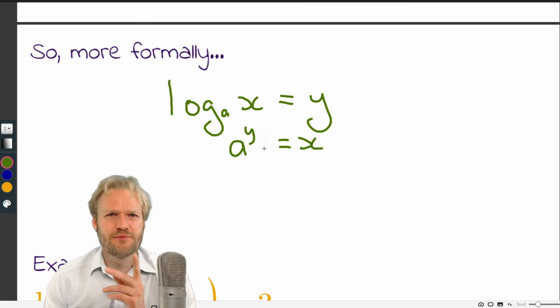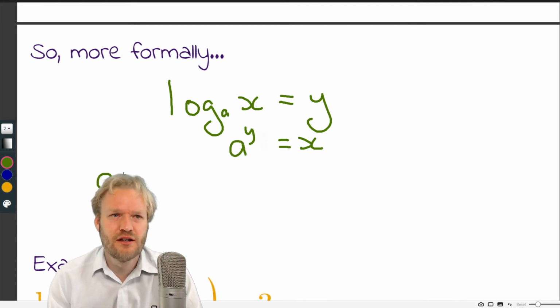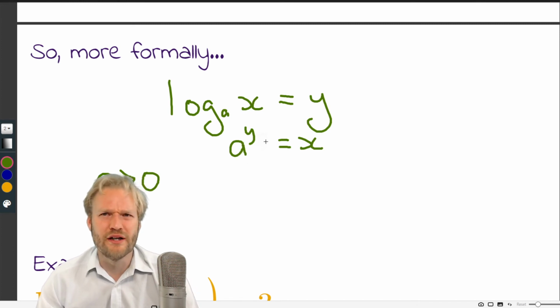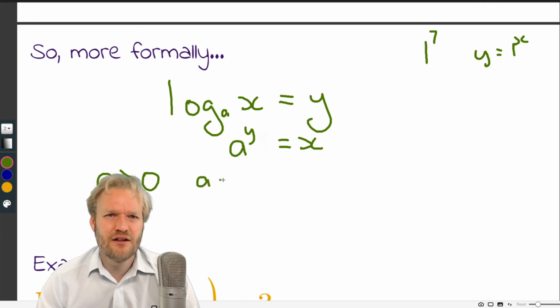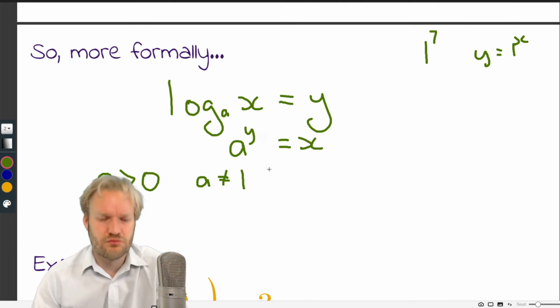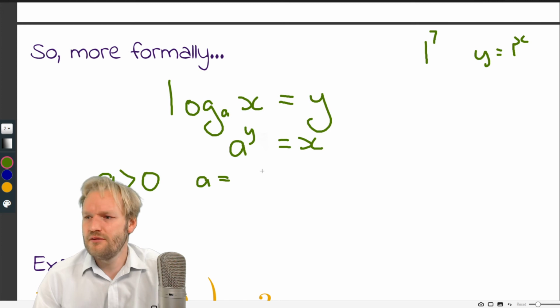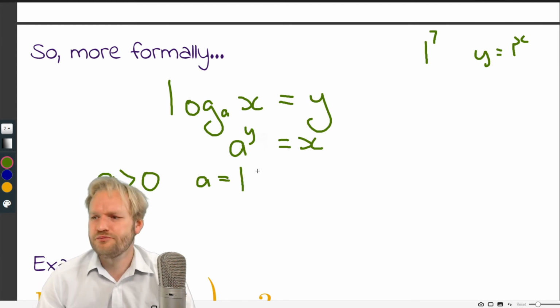Now when we did exponents, this base here, we never had a negative number. So we always said a was greater than 0. But also we never had 1, because we wouldn't have y equals 1 to the x, because 1 to the power of anything is always 1. So a is also not equal to 1.